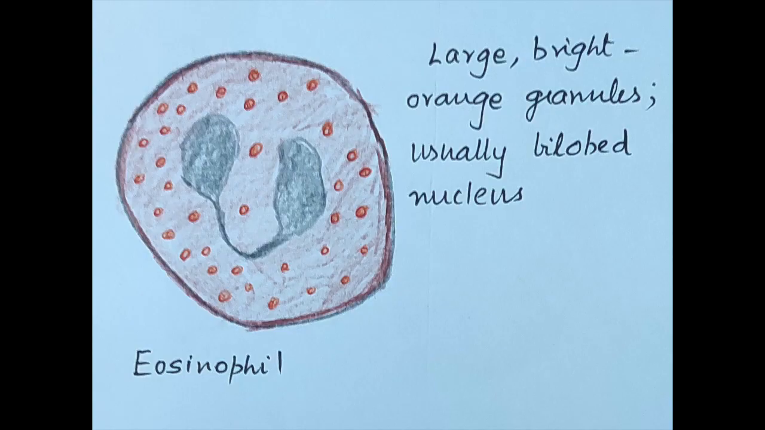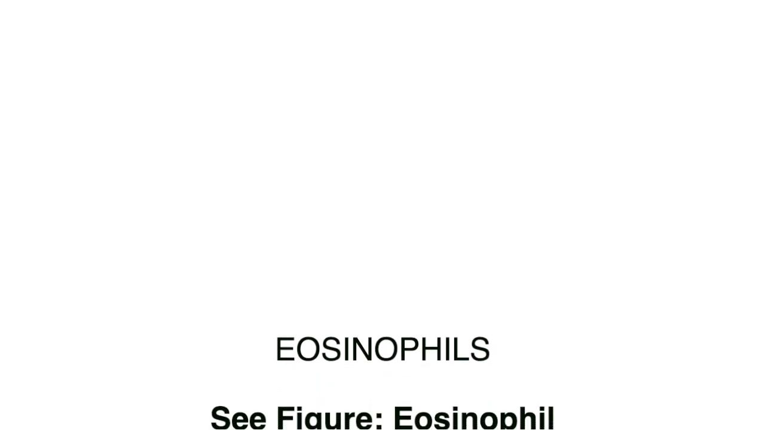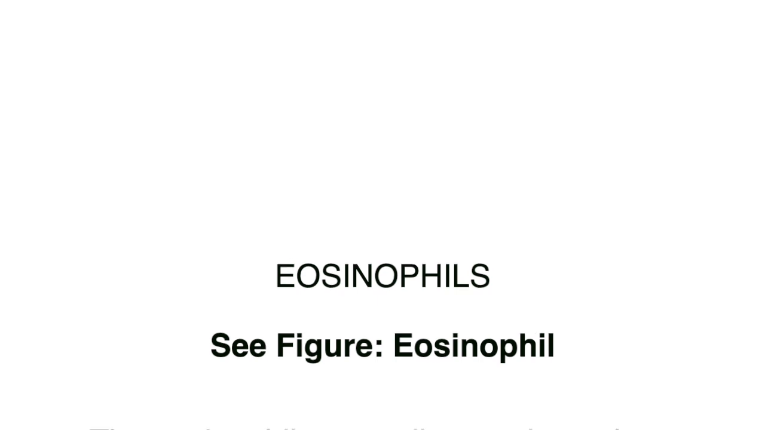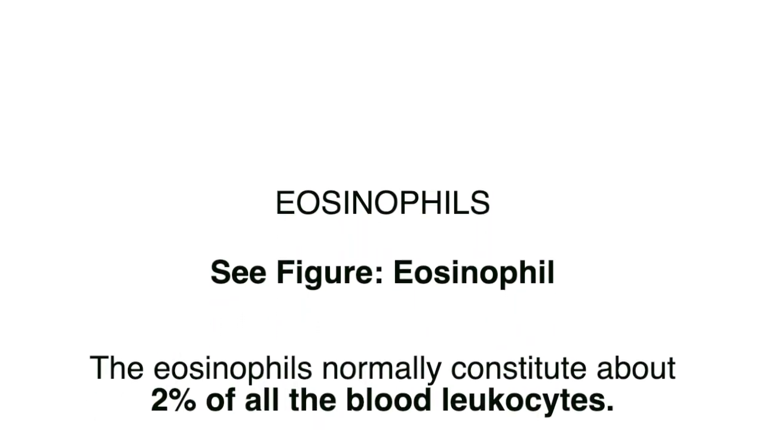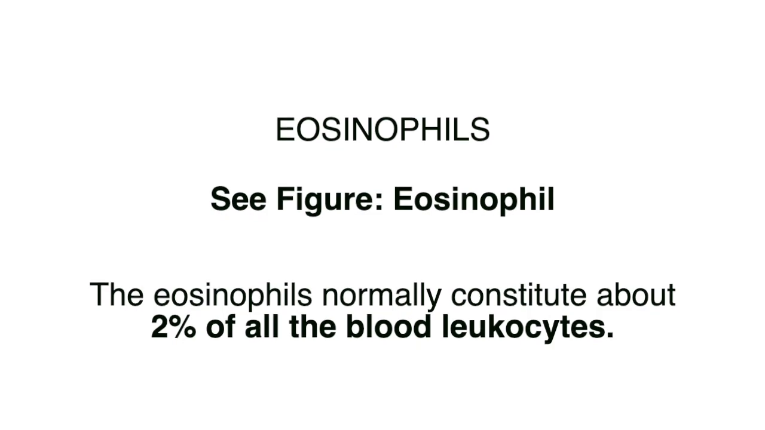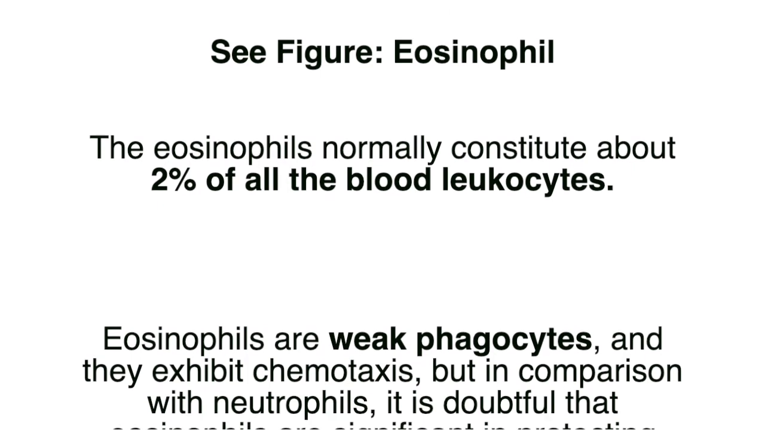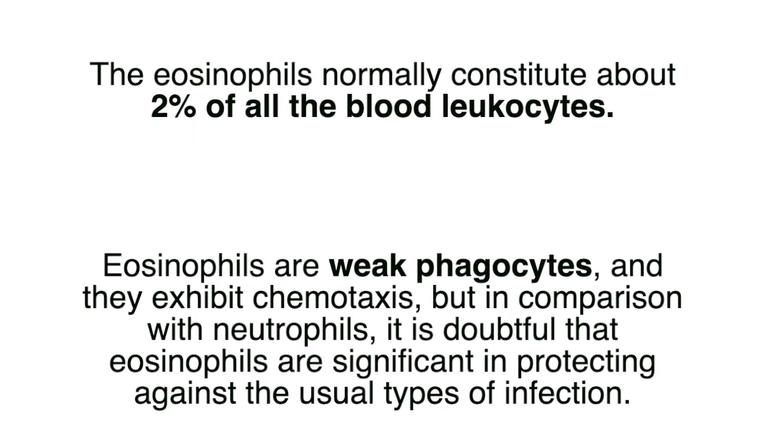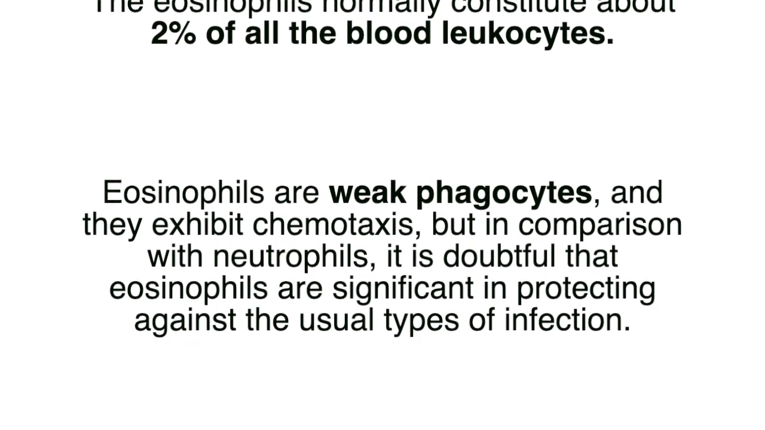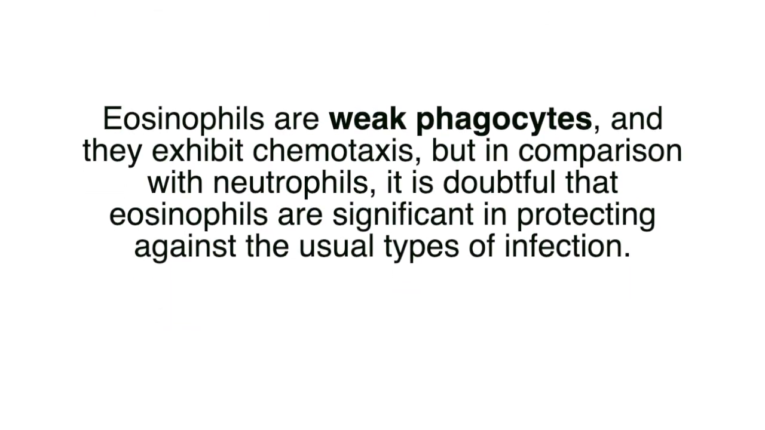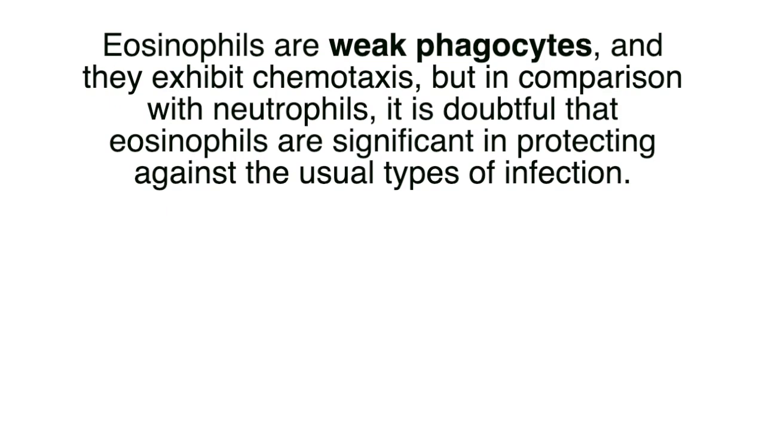This picture shows an eosinophil, which has a bilobed nucleus and large bright orange granules. Eosinophils. See the figure of eosinophil shown earlier. The eosinophils normally constitute about 2% of all the blood leukocytes. Eosinophils are weak phagocytes and they exhibit chemotaxis. But in comparison with neutrophils, it is doubtful that eosinophils are significant in protecting against the usual types of infection.